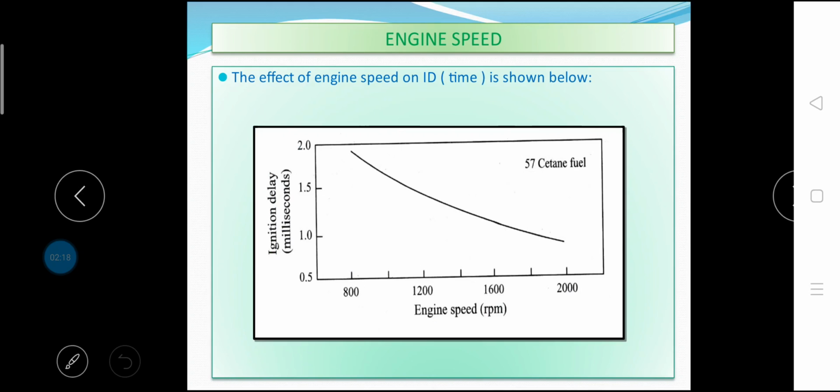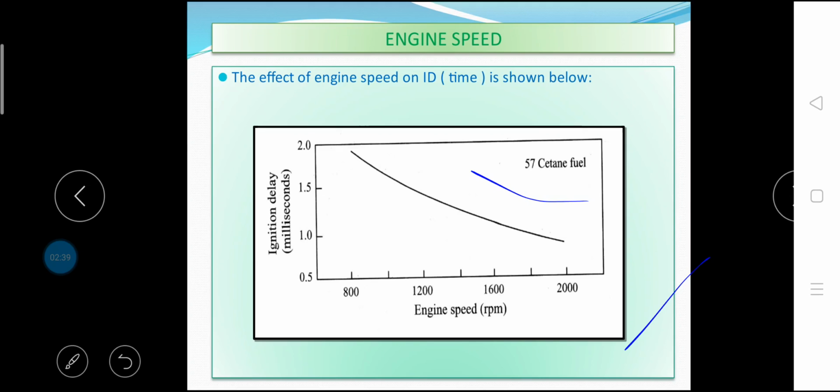Engine speed. The delay period could be given either in terms of absolute time or in terms of crank angle degrees. This figure shows the decrease in delay period in terms of milliseconds with increase in engine speed in a variable speed operation with a given fuel.